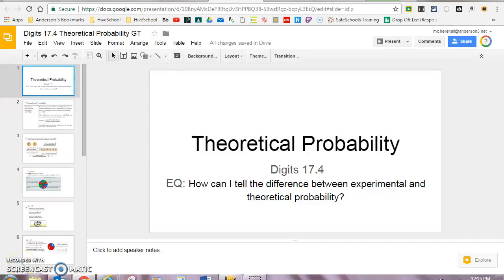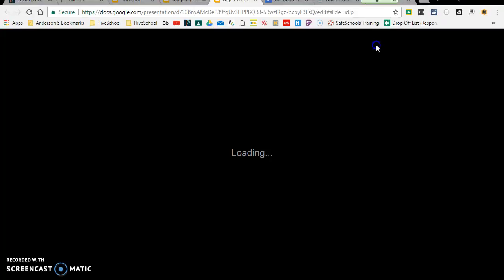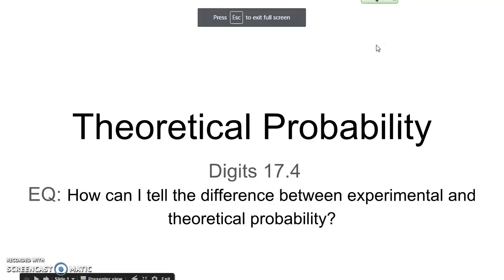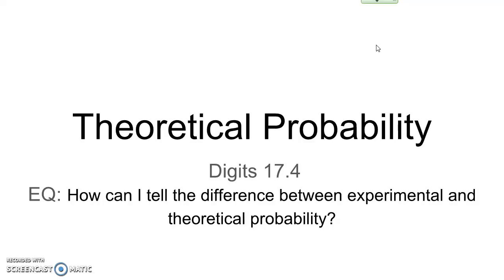All right, our next lesson in this unit on probability is titled Theoretical Probability. This is digit 17.4. In your table of contents, add the title, Theoretical Probability, and then on the next clean sheet of notebook paper, add the title, Theoretical Probability, and then our essential question for today is how can I tell the difference between experimental and theoretical probability?